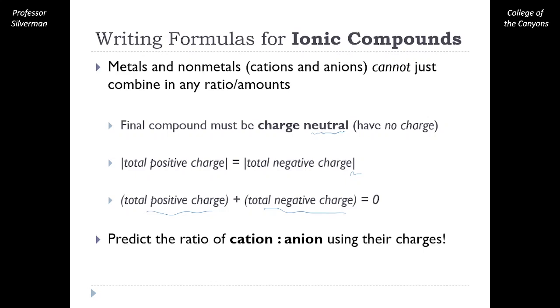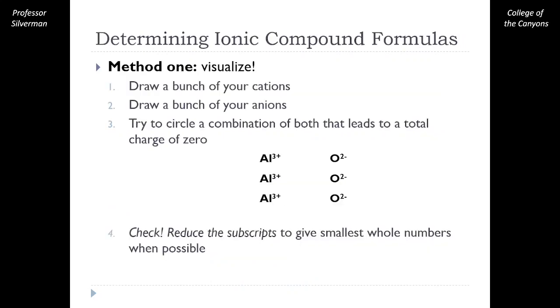Our plan is straightforward. We need to make sure the charge is neutral. And we need to make sure we have the simplest ratio possible. We'll introduce a few different plans on how to do this. Here is one method. We can try to visualize what's going on. We have a lot of positive cations and we have a lot of negative anions. We want to try to scoop up enough of each of them to make sure that we have a nice neutral overall compound.